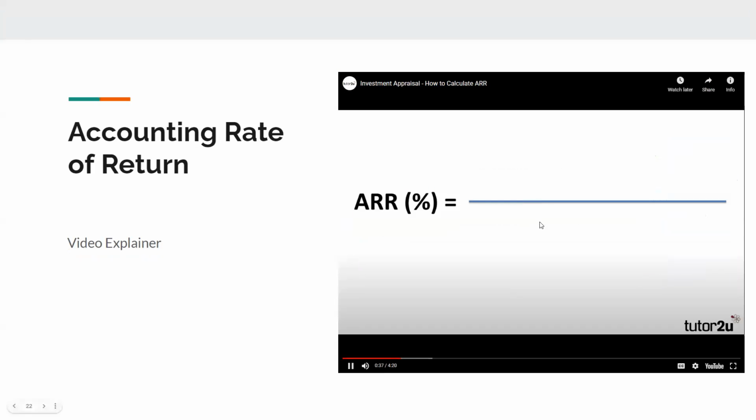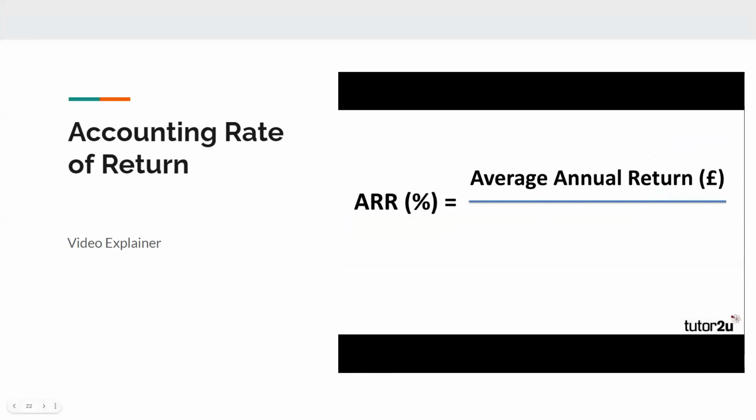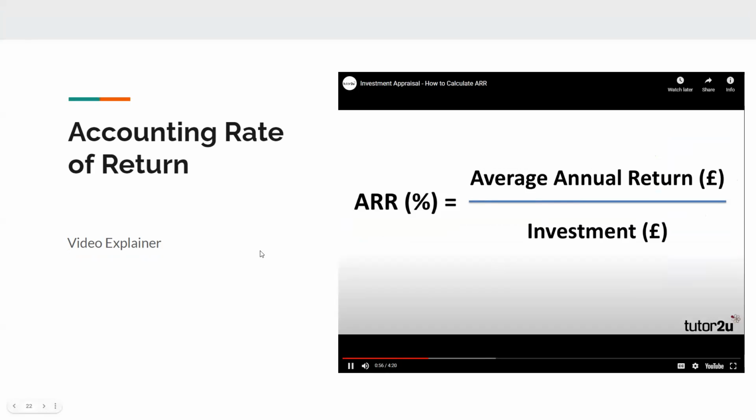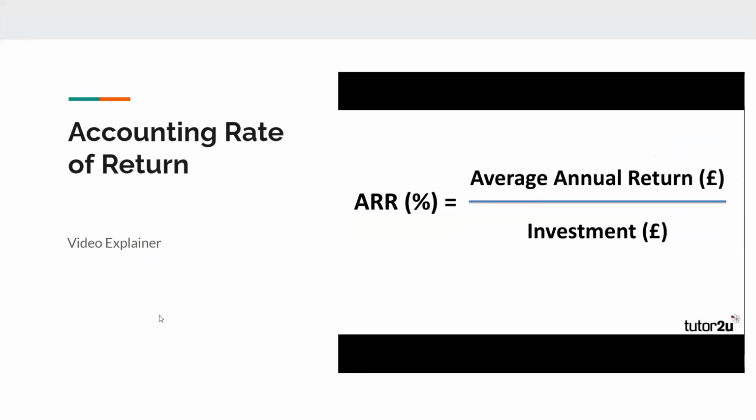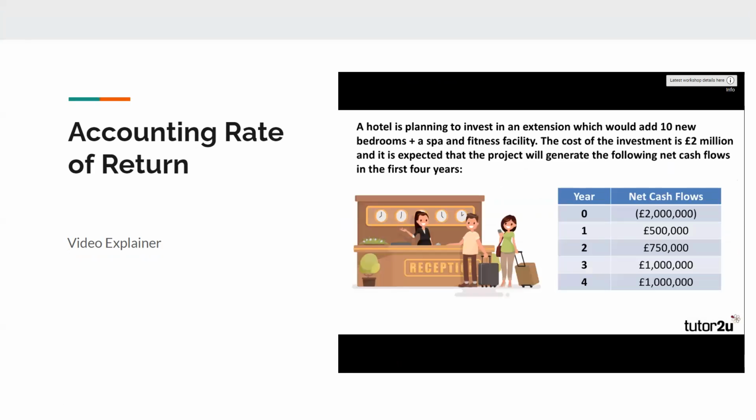Don't forget, in A-level business exams, you're not given the formulae, so you need to remember the formula for calculating ARR. It's a percentage, and we do this by dividing the average annual return in monetary value, here in pound notes, by the project's investment and expressing that as a percentage. So we always multiply by 100 to get a percentage return. So let's take a look at an example of how we do this.